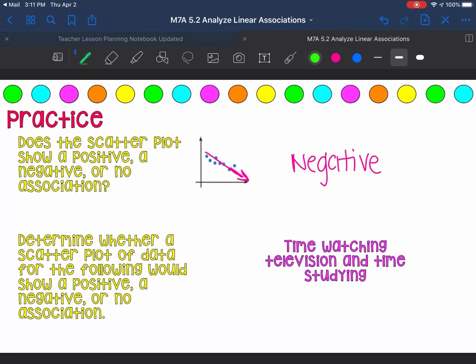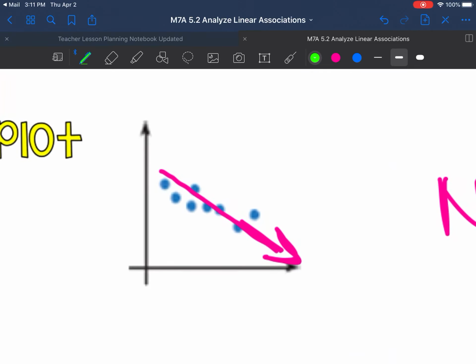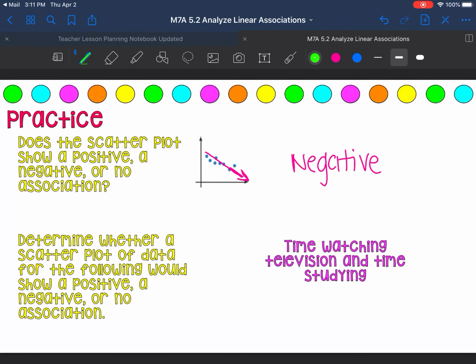Now let's take it a step further and see, is it a strong or weak association? Well, if I zoom in, all those dots are really close. I would have to say that this would be a strong negative association. All right, guys, y'all are crushing it.